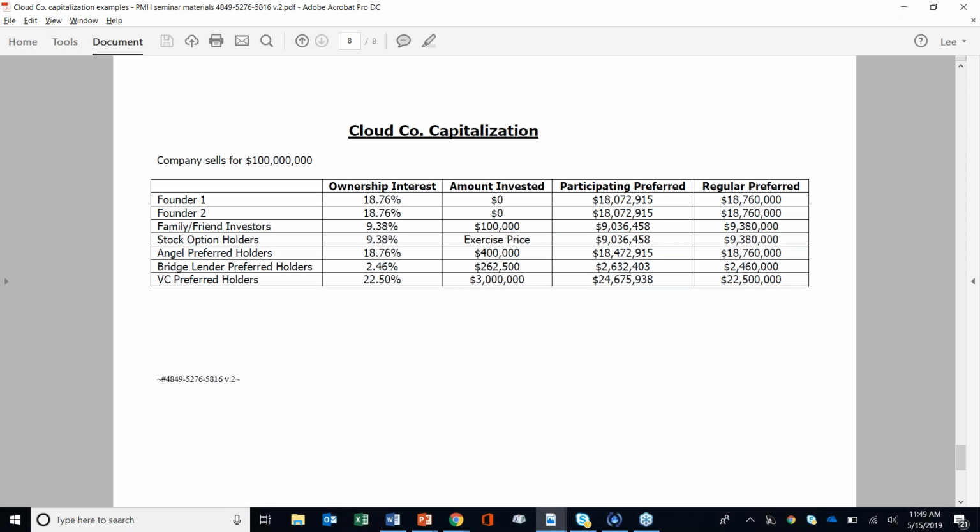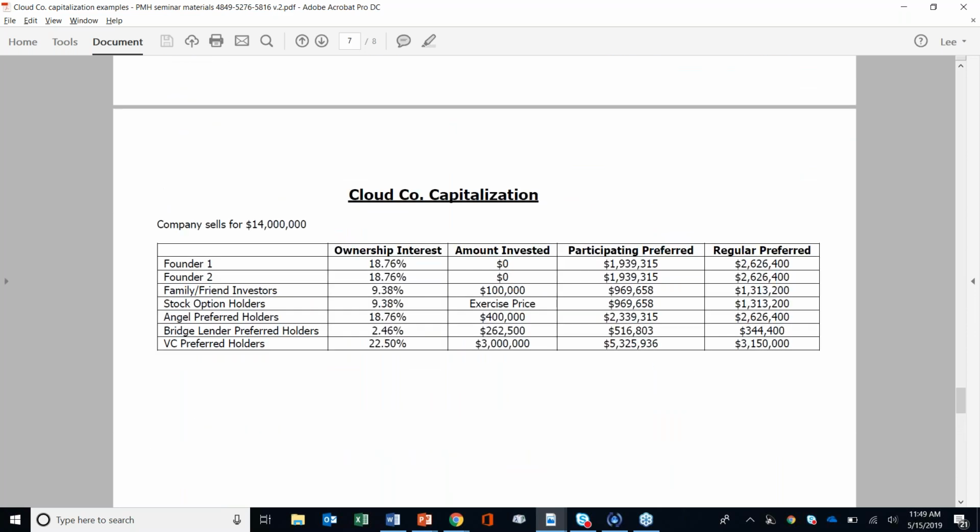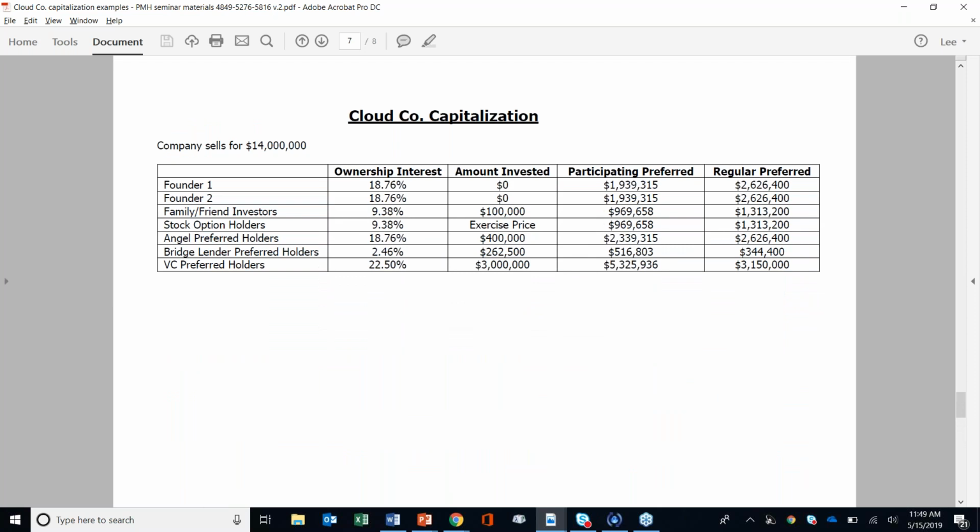So their question here on the table, we'll let you catch your breath. In the $14 million sale participating preferred scenario, the bridge debt holder proceeds increased along with the VC holder, while the other investors funded the difference proportionately. Could you please explain?